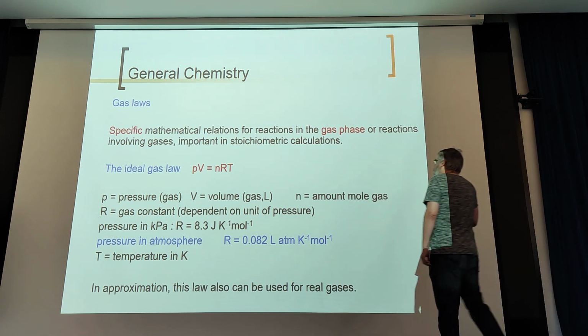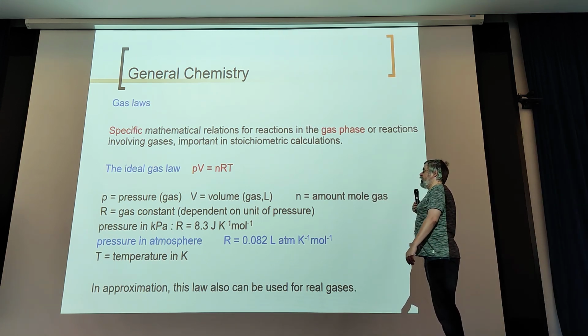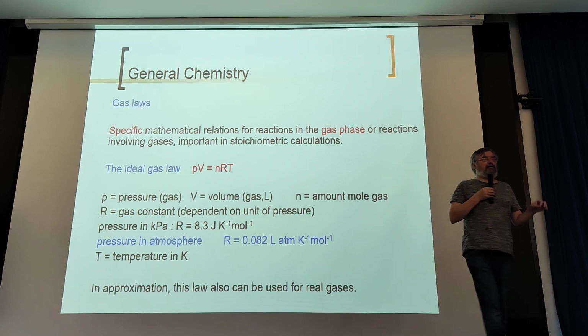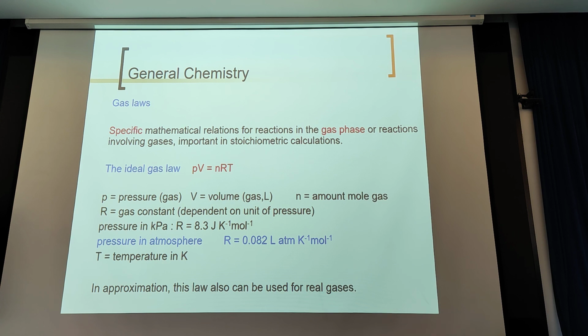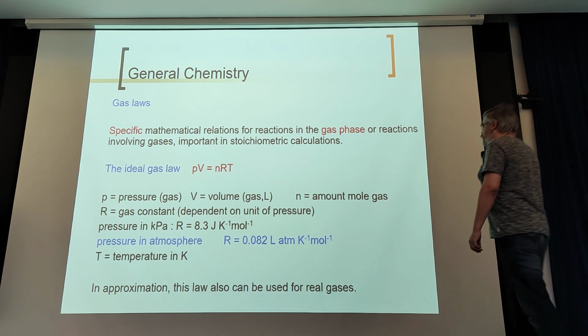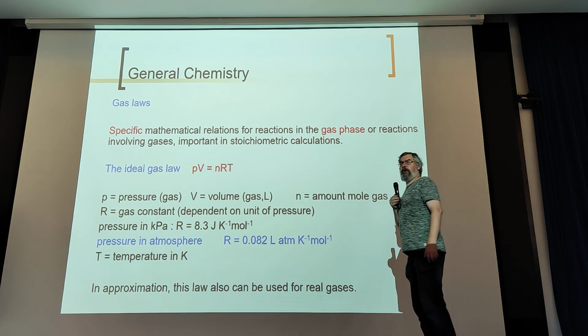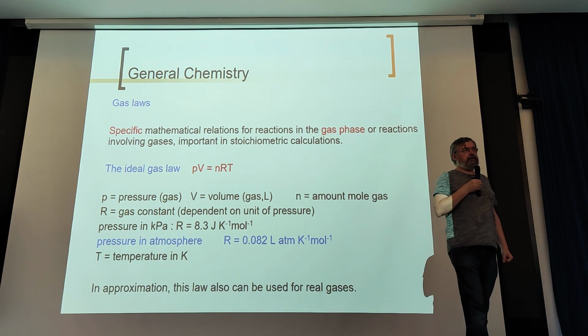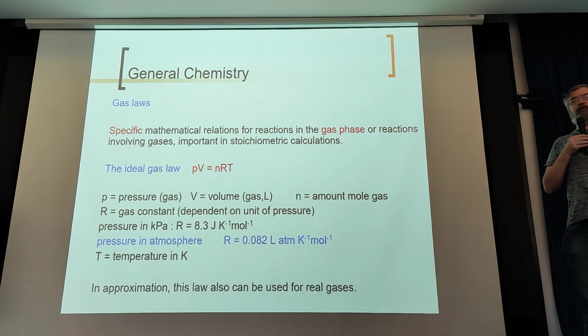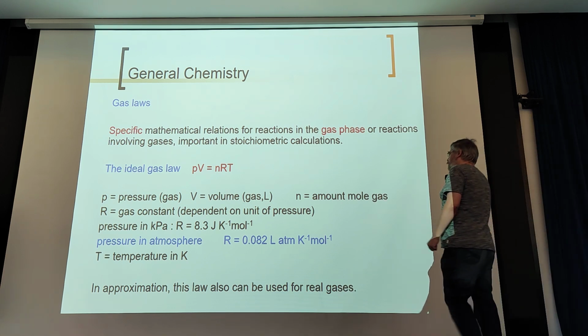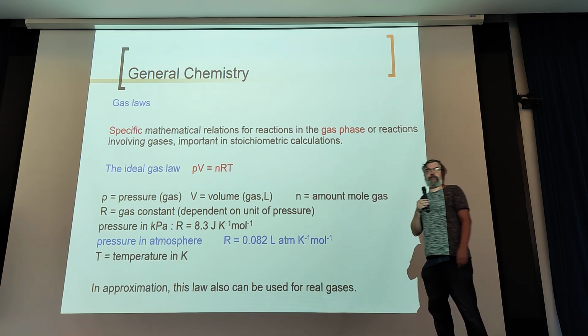So, what does the ideal gas law say? It's P multiplied by V, where P is the pressure and V is the volume of the gas, that equals nRT. Now, n is the amount of mole of gas. So it in fact refers to the amount of particles that we have in the gas. R is a constant, the so-called gas constant.